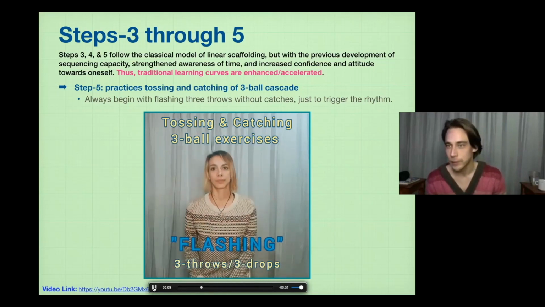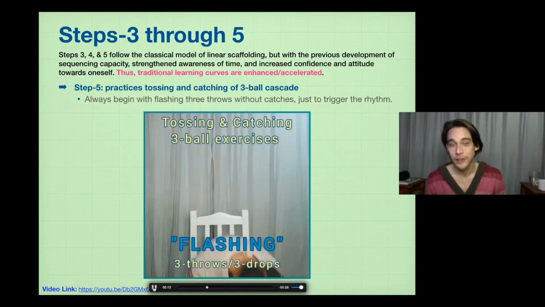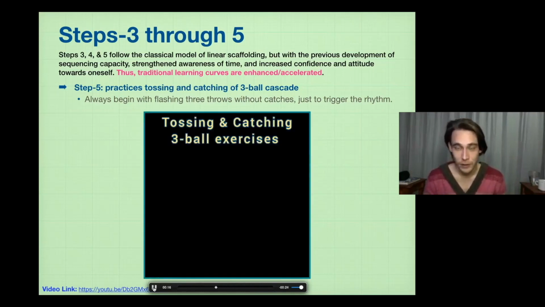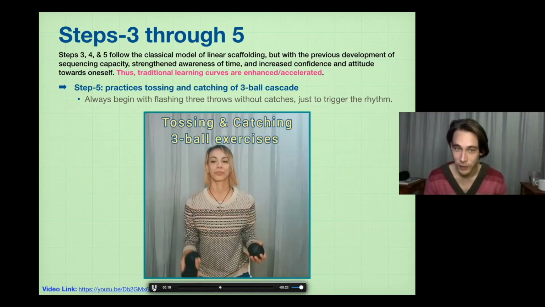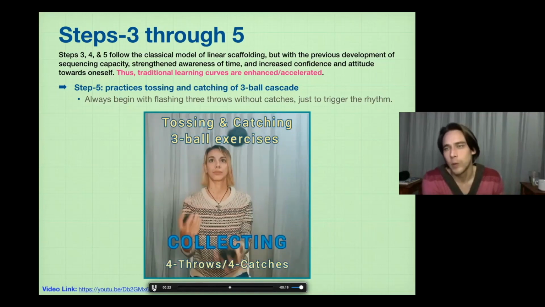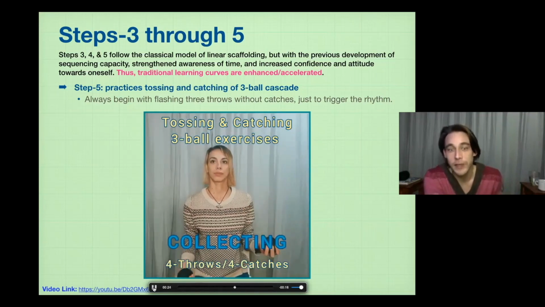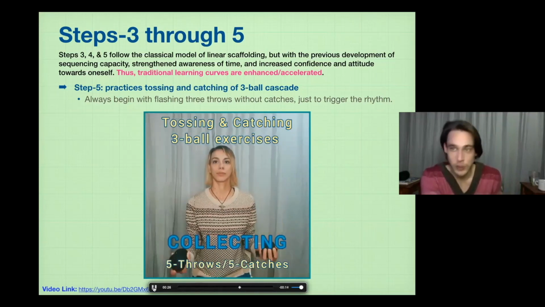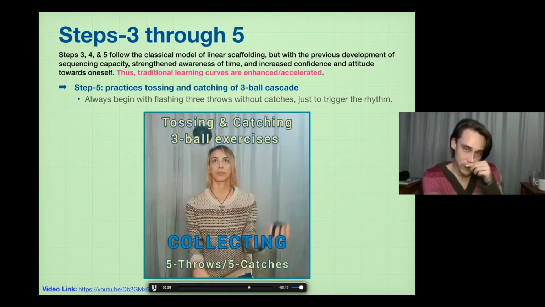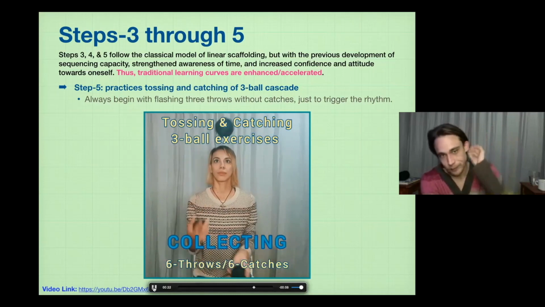Three throws, three drops. Another thing I like to say is you're not able to catch something you can't throw. So if the student's not throwing that third ball, don't worry about catching anything. Just get them to throw the ball. And then I encourage collections, or what some people refer to as suicide training. So I say, make three throws and three catches 3 times in a row. Then make 4 throws and 4 catches 3 times in a row. And I go all the way up till 6.